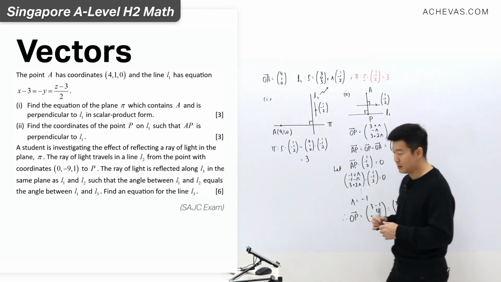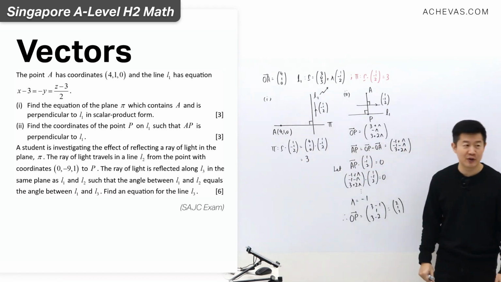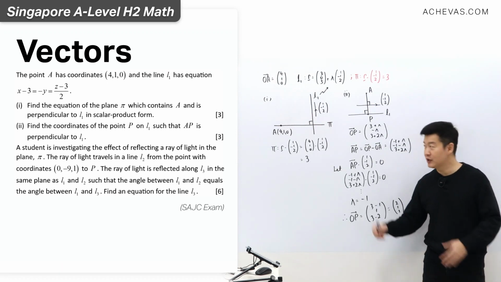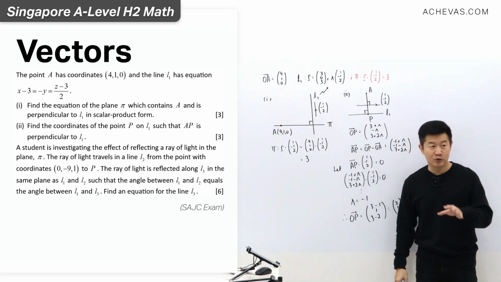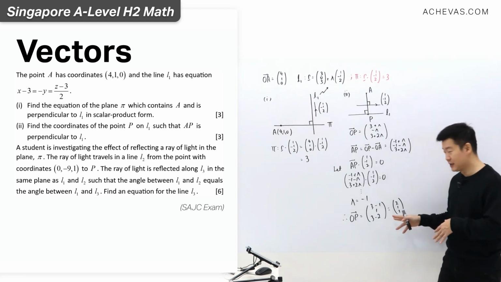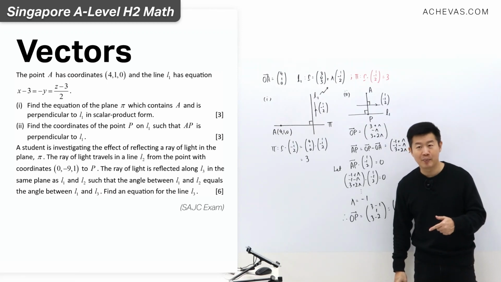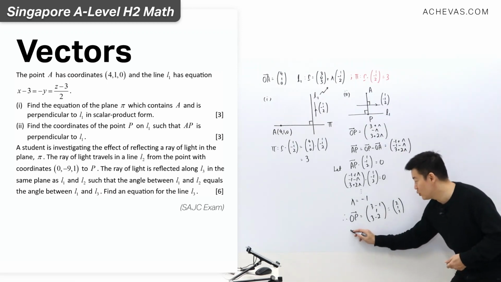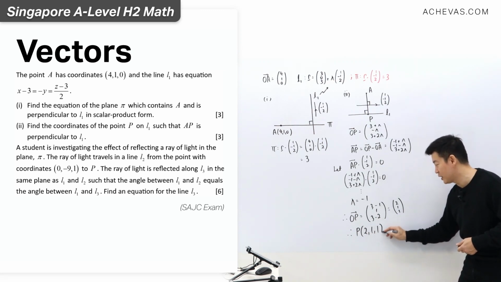Like what I was also telling you, next year your schools are going to be very strict in terms of you following instructions that are given to you by the question and you doing good presentation. So what is wrong with this? The question is asking us for the coordinates of point P, not the position vector of point P. So I do want to make sure that I give my final solution in the coordinates form, 2, 1, 1.